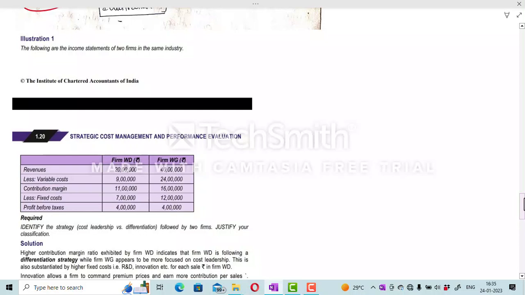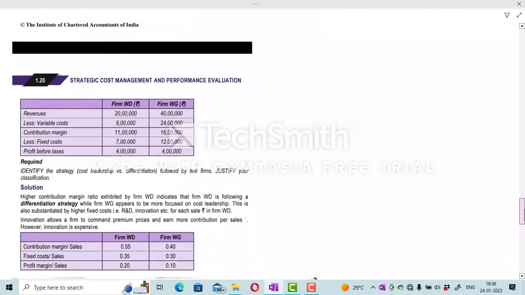The following are the income statements of two companies in the same industry. They are in the same industry. So what they are asking: identify the strategy, whether it is cost leadership or differentiation, followed by the two firms. Justify your classification. See, cost leadership means low cost, and product differentiation means high cost, high selling price, high profits. How can we find out each way?